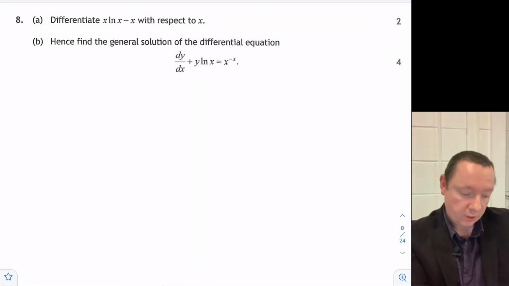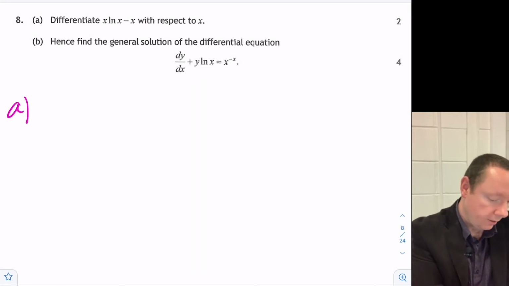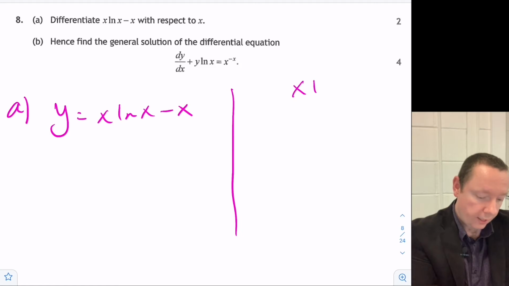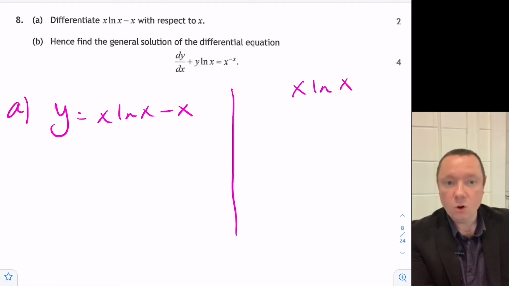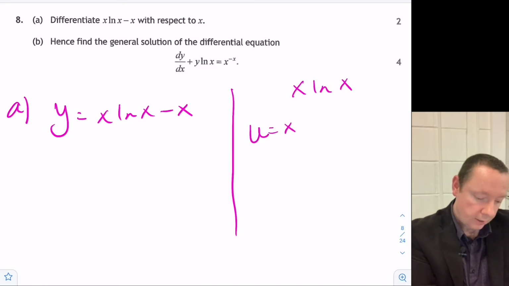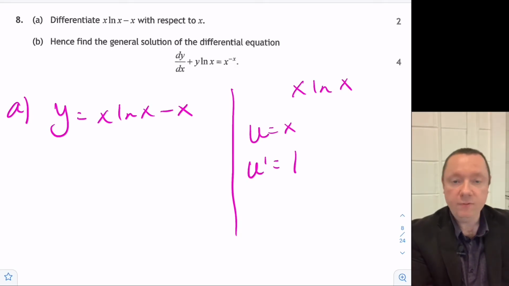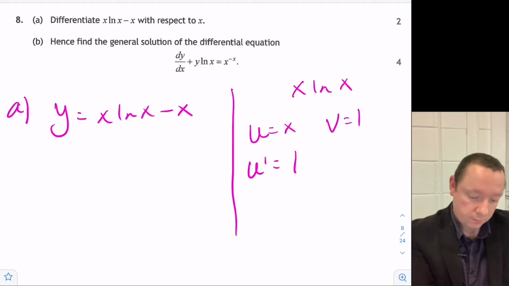So part A, let's say y equals x log x minus x, and we're going to use the product rule on x log x. So we've got u is equal to x, we've got u dash is 1, and then v is log x, of course, which means v dash is 1 over x.